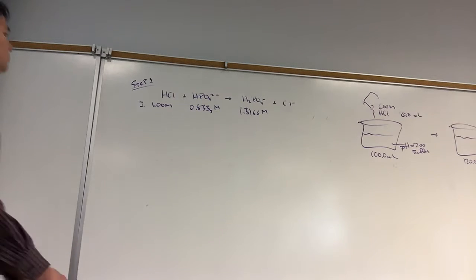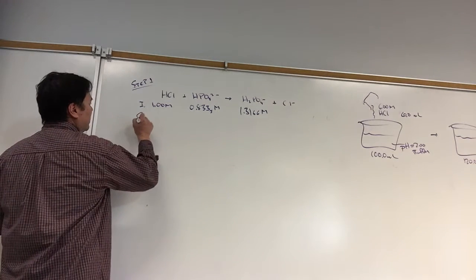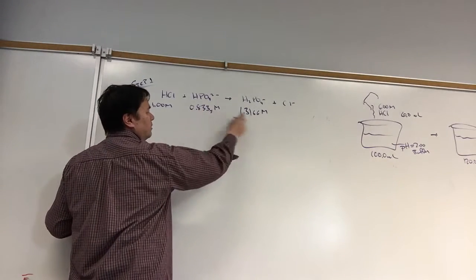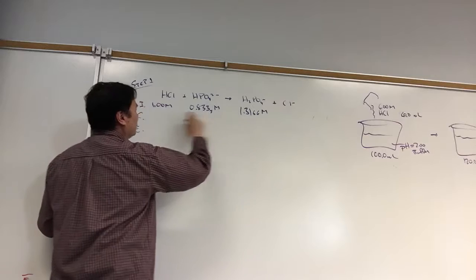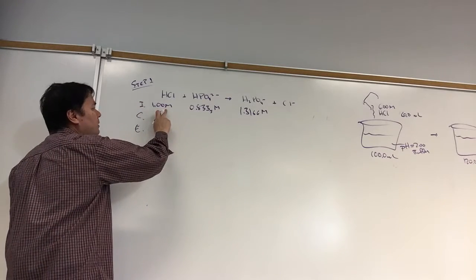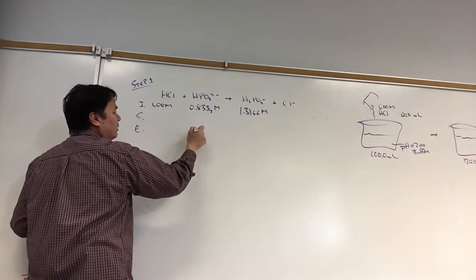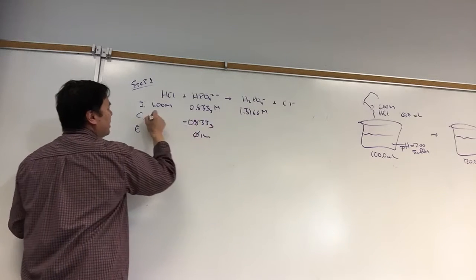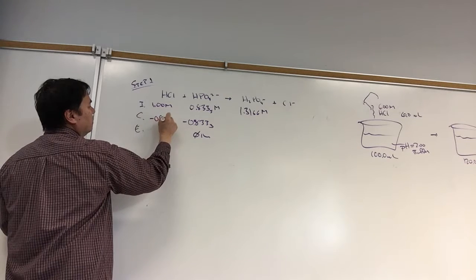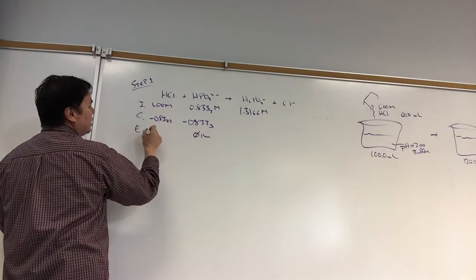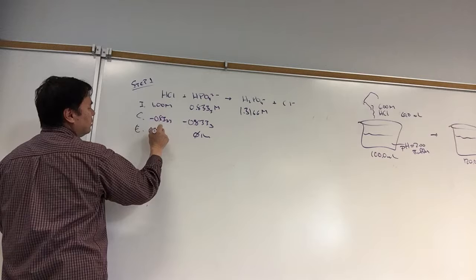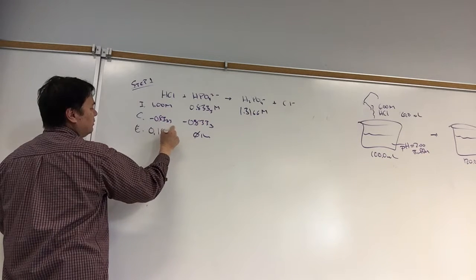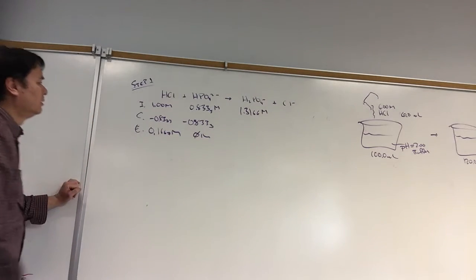How are we overwhelming a buffer? Because of enough concentration. The buffer is the weak base acid mixture here, and pretty soon we're going to consume all that weak base because the limiting reagent here is this. So it's going to be minus 0.8333, and we got excess acid left over. How much excess acid do we have left over? This is going to be 0.1667. All right, we'll just round it there.